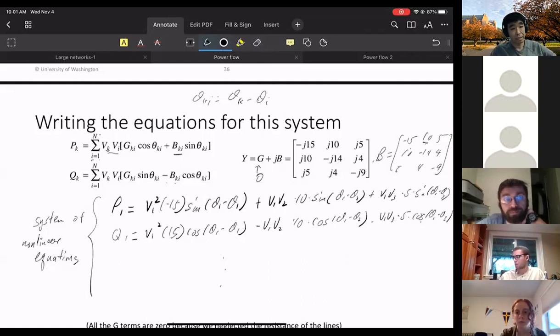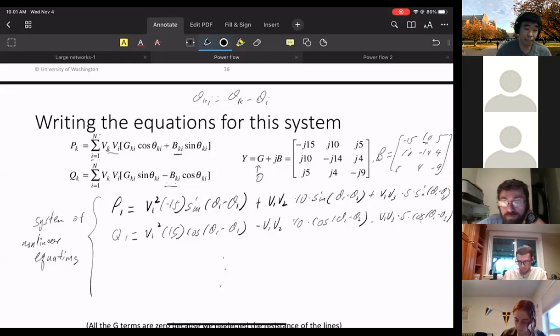Any questions about this? Why is the second term in the Q1 equation negative, the negative V1, V2? Oh, okay, because you have a negative sign here, right? So you have a negative sign, then it's negative 10. For the first term, you have a negative, but you have a negative 15. Right, okay. Thank you.